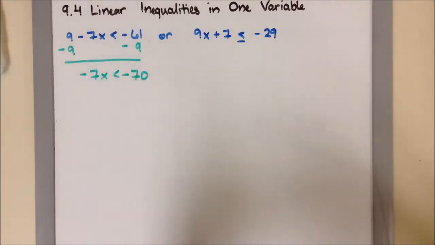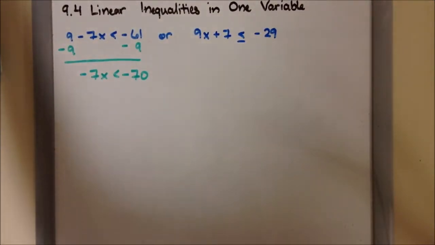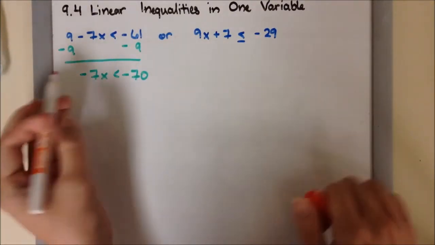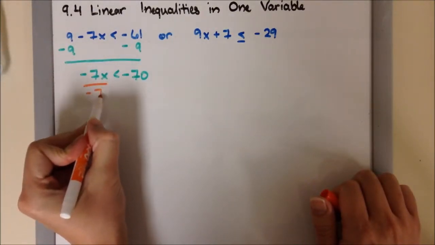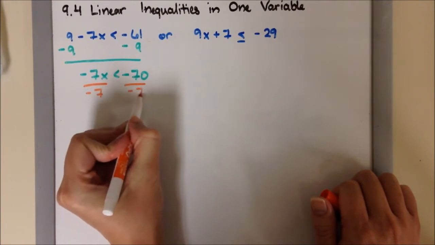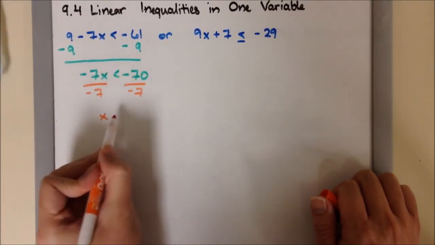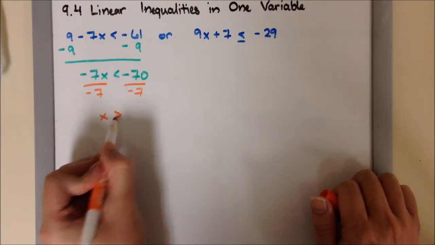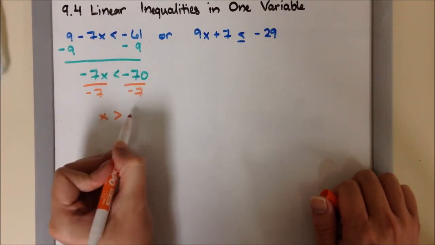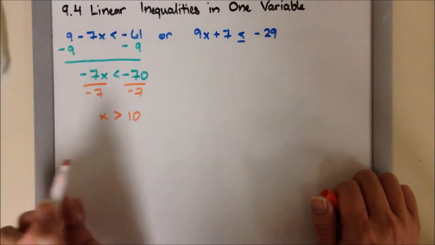And then to get x by itself, I'm going to divide both sides by a negative number, in this case, negative 7. Since I'm dividing both sides by a negative number, I've got to make sure to flip the inequality sign to the opposite direction. Negative 70 divided by negative 7 is positive 10.